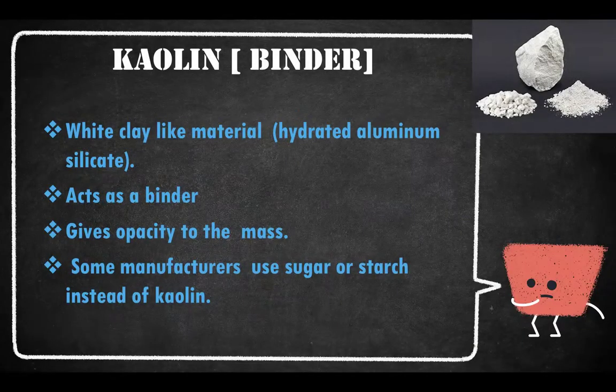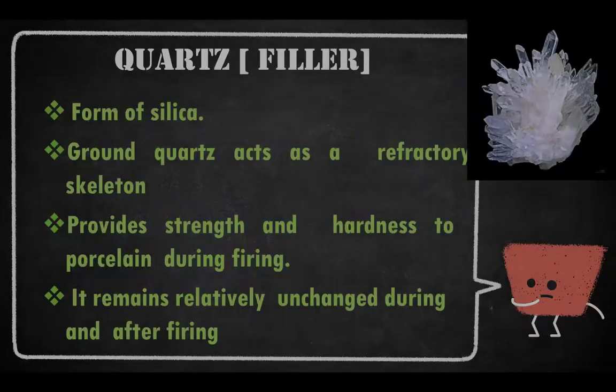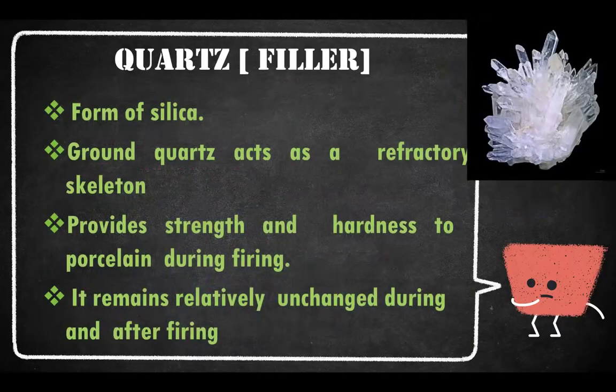So kaolin is a white clay-like material. It acts as a binder. It gives opacity to the mass. And some manufacturers use sugar or starch instead of kaolin. Next is quartz. It's a kind of silica. And ground quartz acts as a refractory skeleton. It provides strength and hardness to porcelain during firing. It remains relatively unchanged during and after firing.